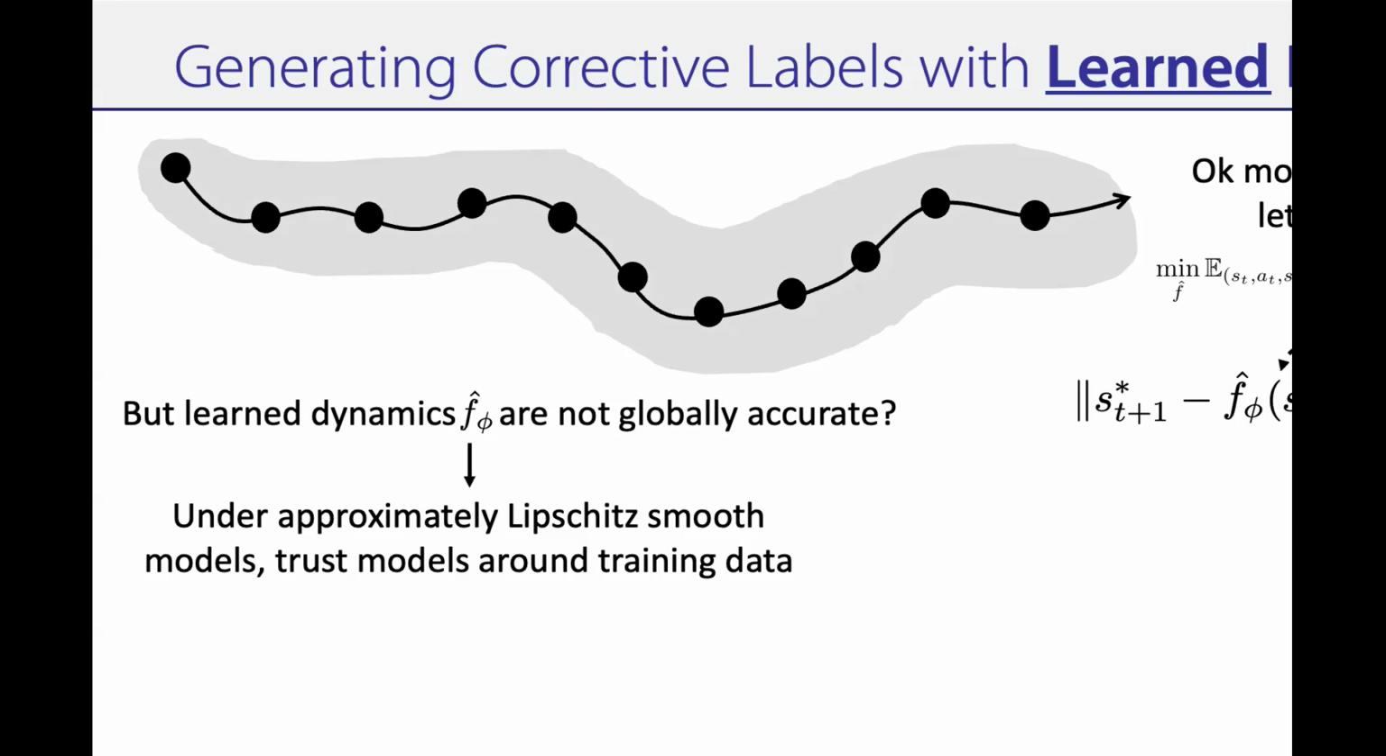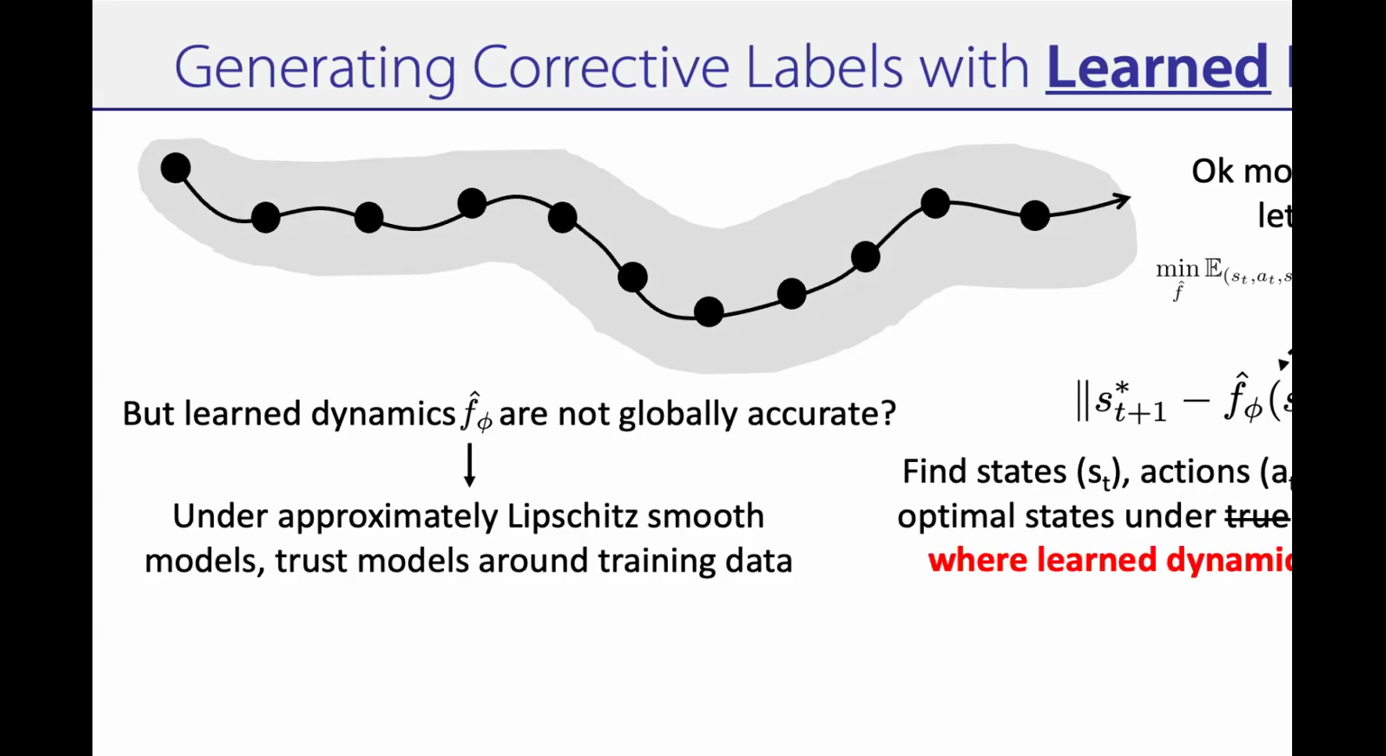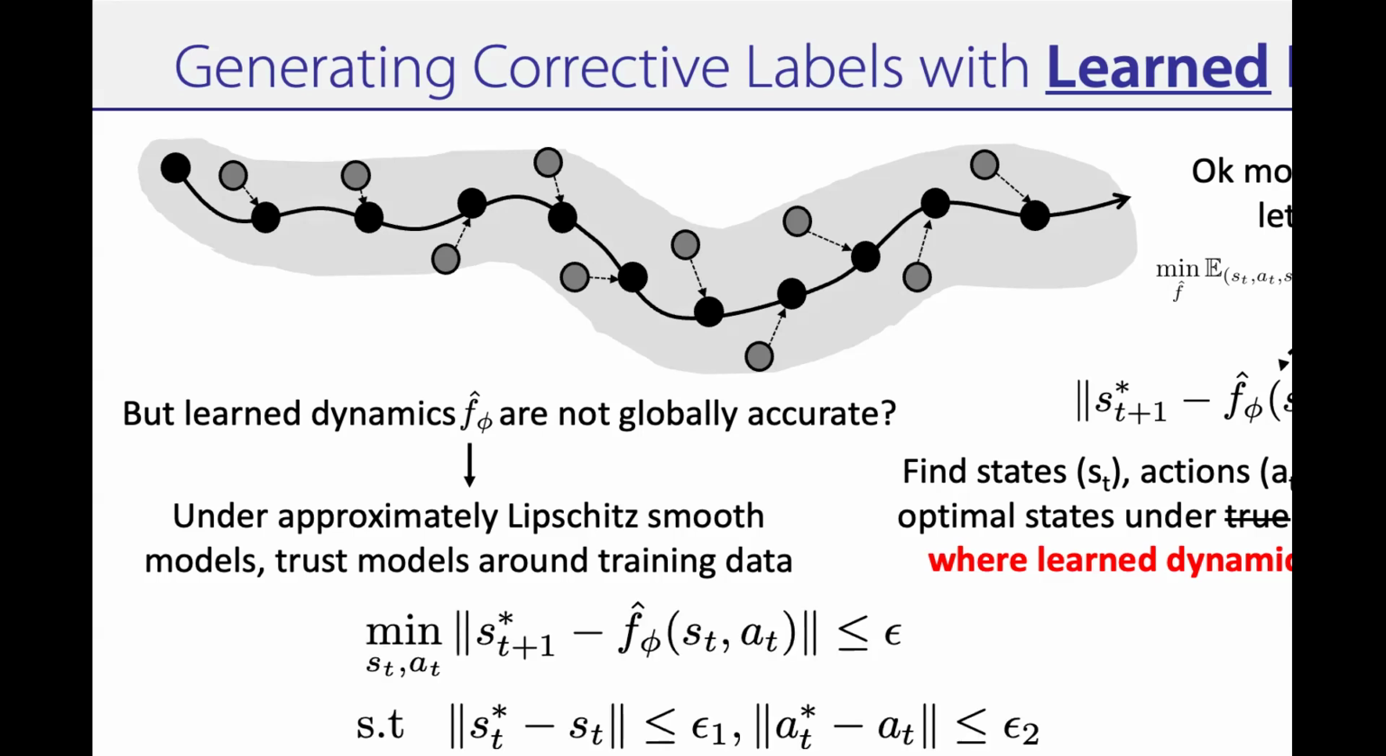So you're going to enforce Lipschitz smoothness, and then restrict your problem to only find states and actions in that gray band, right? You're not going to find states and actions everywhere. You're only going to find states and actions where the model is not freaking out, where the Lipschitz smoothness keeps you trusted. You still mine for states and actions that bring you back to optimal, but in a small ball around your expert.